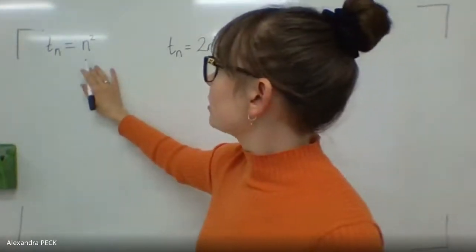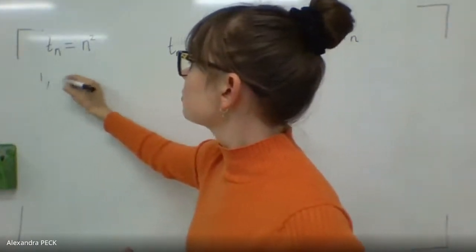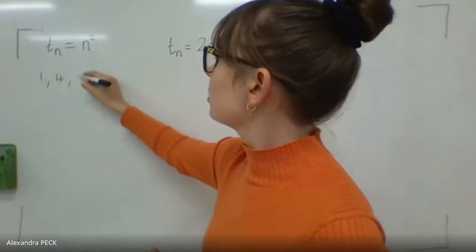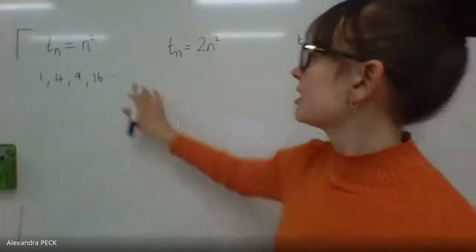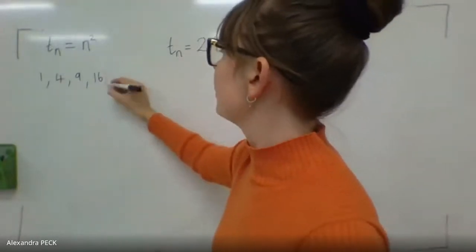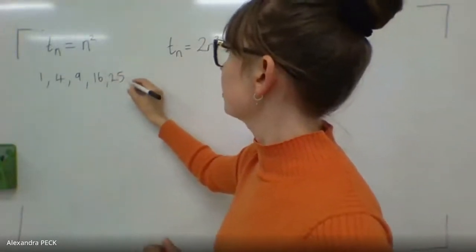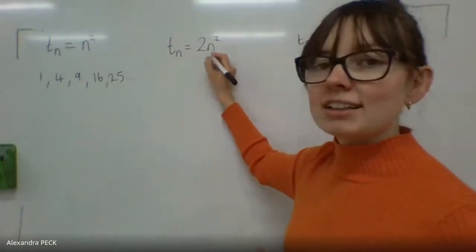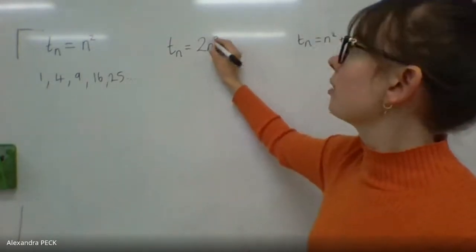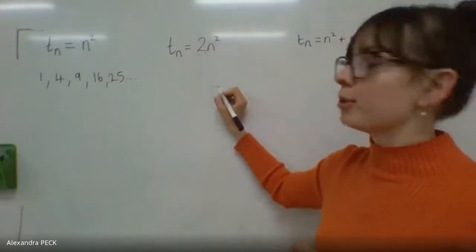So n squared, 1 squared is 1, 2 squared is 4, 3 squared is 9, 4 squared is 16, and so on. But let's add in one more term. Let's go for the 25 as well. Okay. For 2n squared, we're squaring n and doubling it. We are not squaring 2n because 2n is not in brackets.